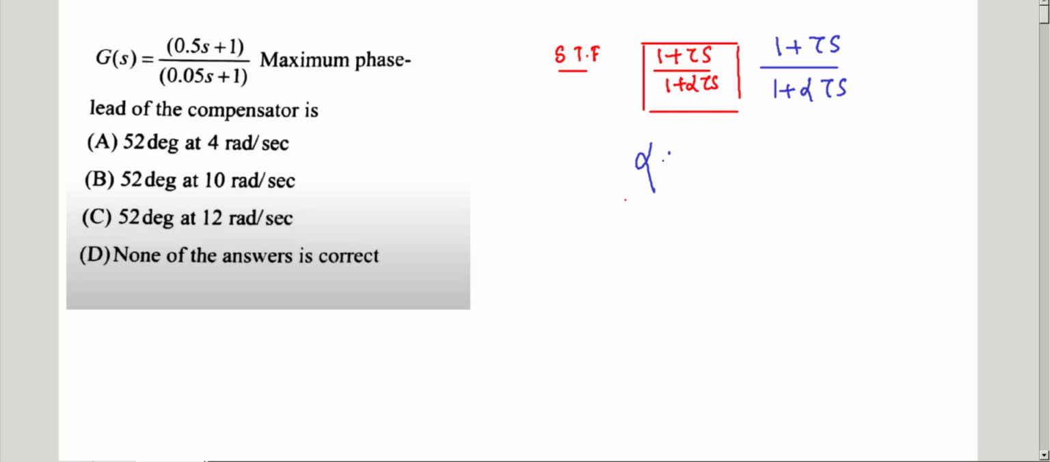If alpha is less than 1, it is a lead compensator. If alpha is greater than 1, it is a lag compensator. The frequency at which maximum phase lag or phase lead occurs is 1 by time constant into root alpha.